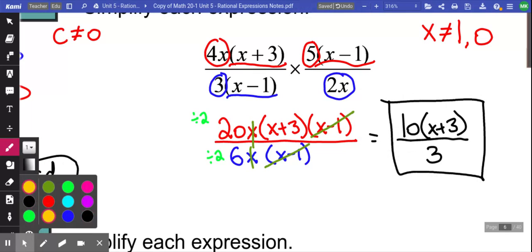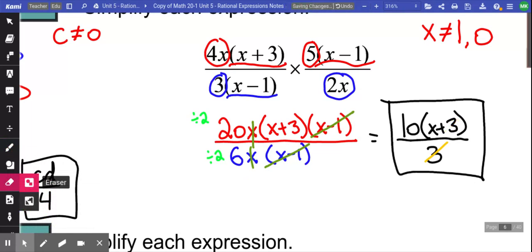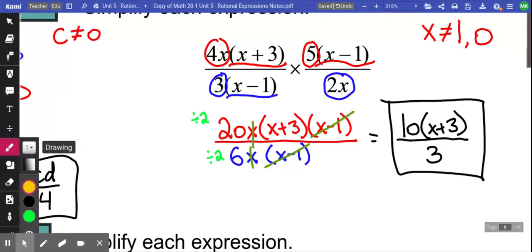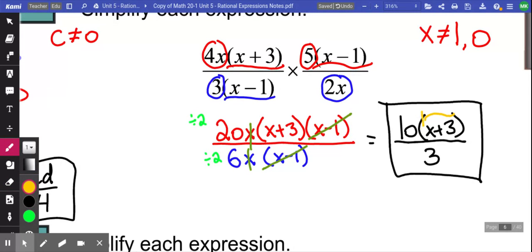One of the hardest things to do in this unit is to know when to stop. So something people do here is they go 3, 3, and they cancel those out. That does not work because that 3 on the top is attached to this positive x. This is a binomial. It's a package. It's stuck together. The only way you could cancel any part of it out is if you canceled the whole thing out with another x plus 3. It's stuck like that.